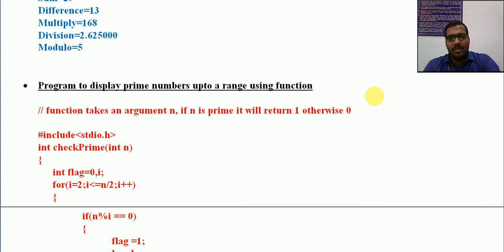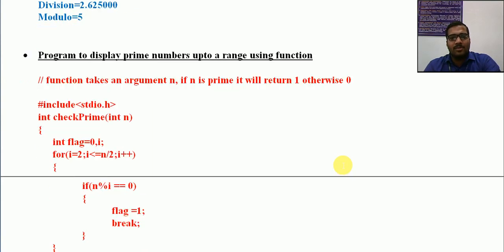We have already seen in the initial modules how to check whether a given number is a prime number, and also how to get the prime numbers up to a given limit. By using a for loop, we can find the prime numbers up to a range: up to 10, or up to 100, all the prime numbers are displayed. We have seen that also. Now this program can be easier if you are using a user defined function.